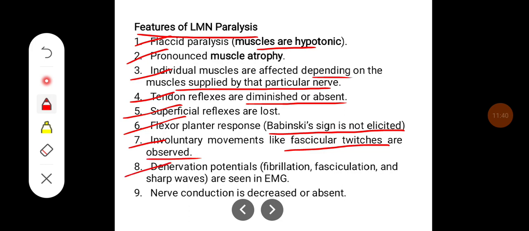Denervation potentials like fibrillation, fasciculation, and sharp waves are seen in the electromyogram, and the nerve conduction is decreased or sometimes absent.